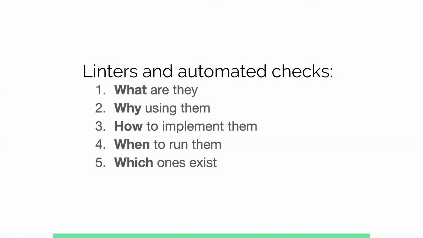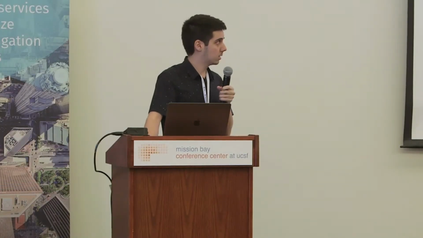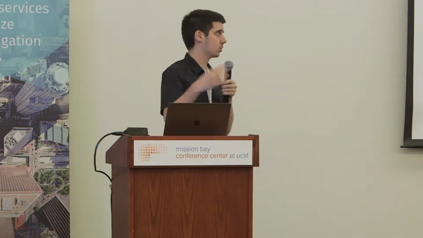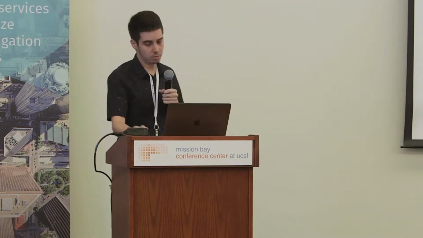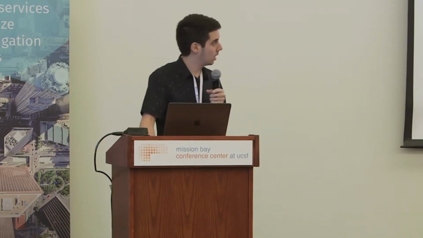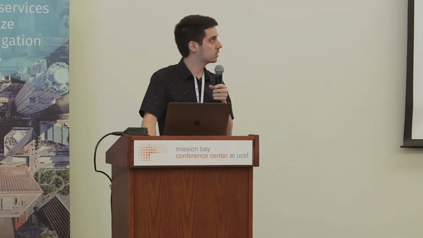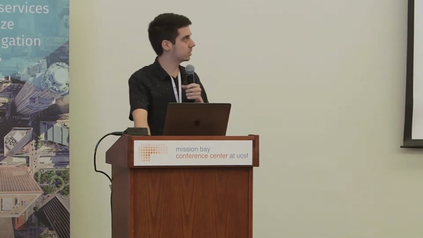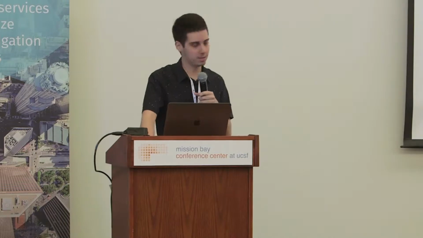So I'll be talking about linters and automated checks. What are they? Why use them? How to implement them? When to run them? And which ones exist? This talk is more focused on Django checks. Even though you don't use Django, this talk will also be useful because I'll give a general idea. Originally this talk is for the DjangoCon conference, which starts today, and I'm going there right after here.